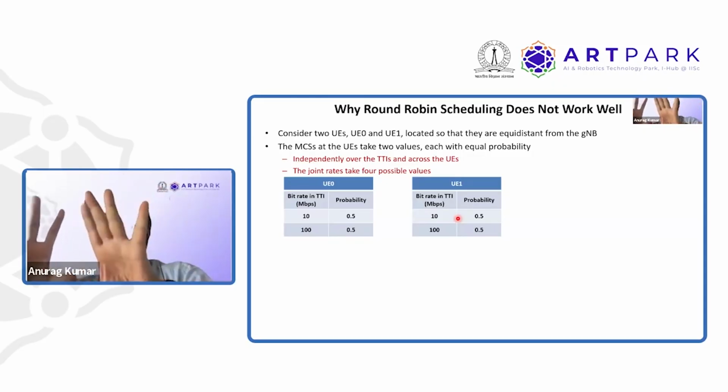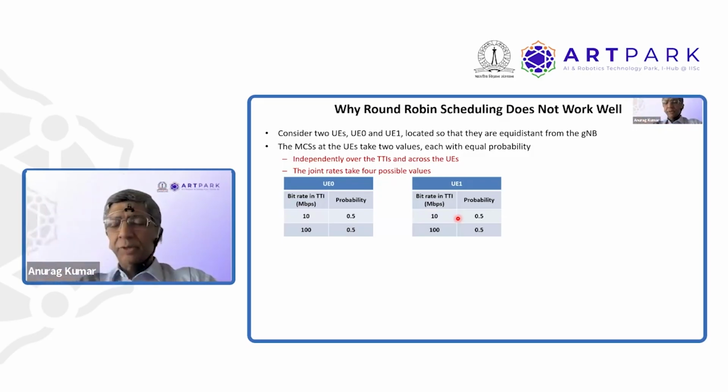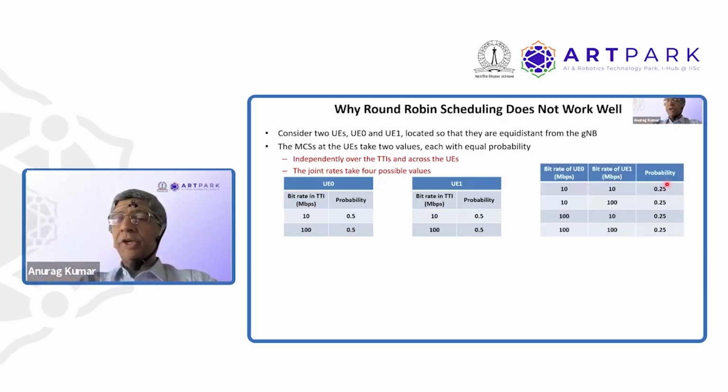Now let us see what the joint channel for these two is. You can see now that with a probability of 0.25, 0.5 times 0.5, a quarter of the slots, UE0 gets 10, UE1 gets 10. A quarter of the time, UE0 gets 10, UE1 gets 100. A quarter of the time, UE0 gets 100, UE1 gets 10. And a quarter of the time, UE0 gets 100 and UE1 gets 100. Is it clear?